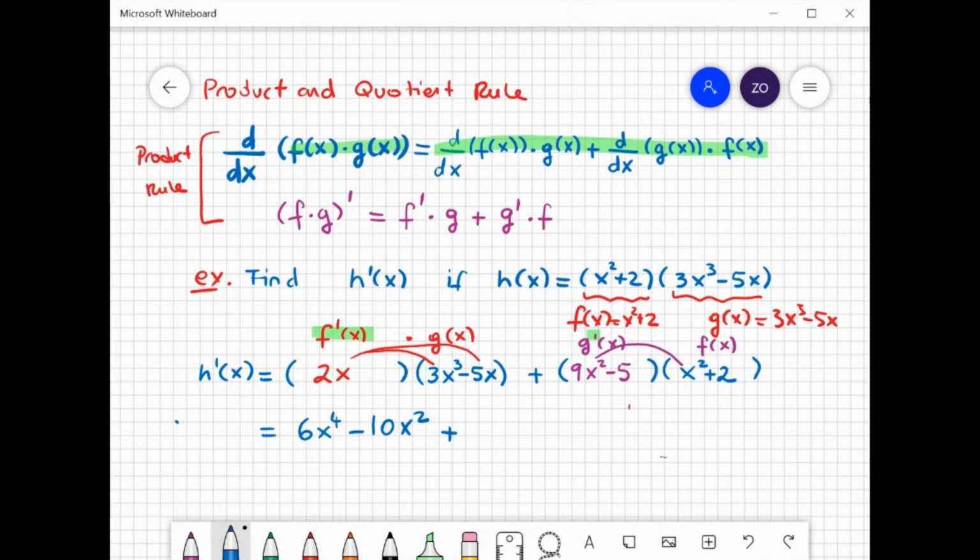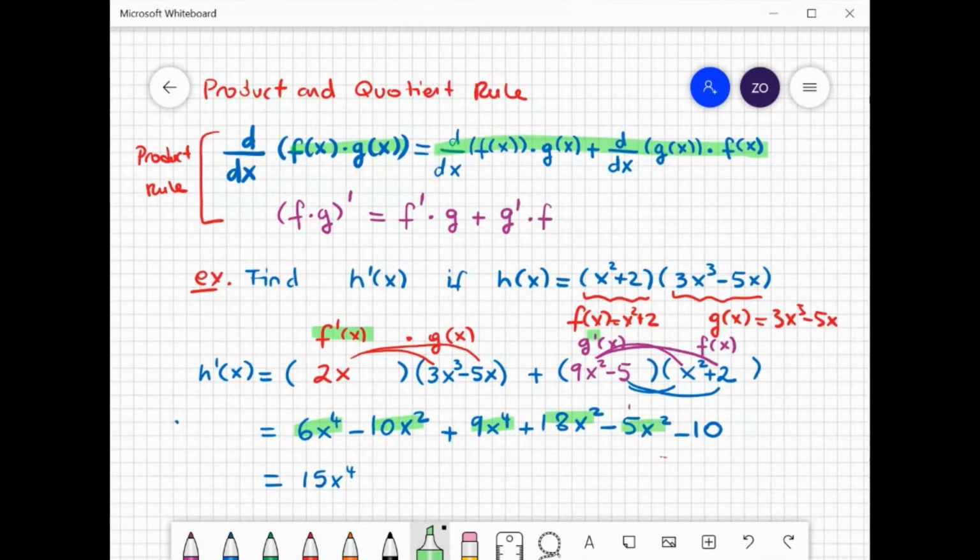9x squared times x squared will be 9x to the fourth. And 9x squared times 2 will be plus 18x squared. Minus 5x squared minus 10, right? Minus 10. So we can just simplify. So we have 6x to the fourth plus 9x to the fourth, which is 15x to the fourth.